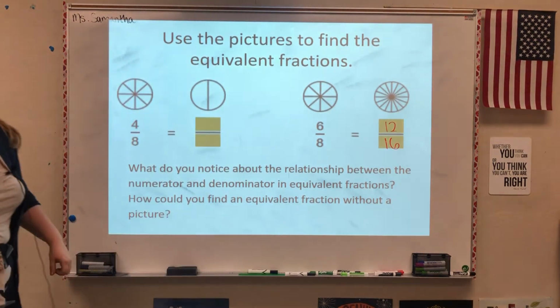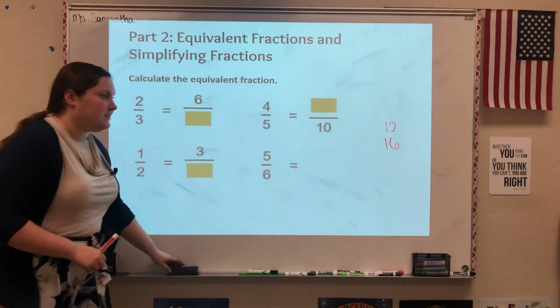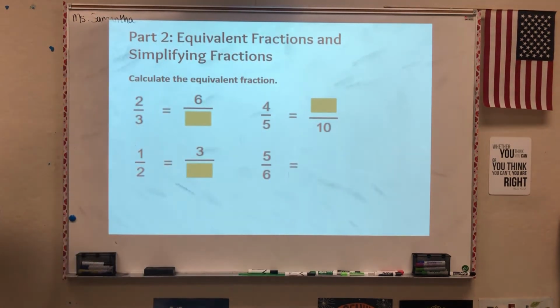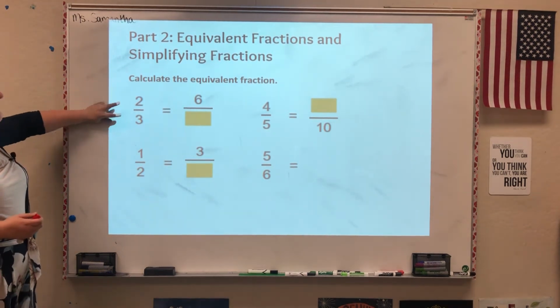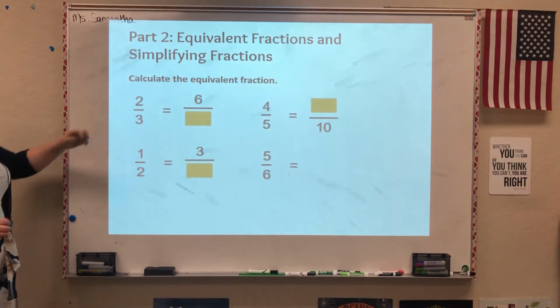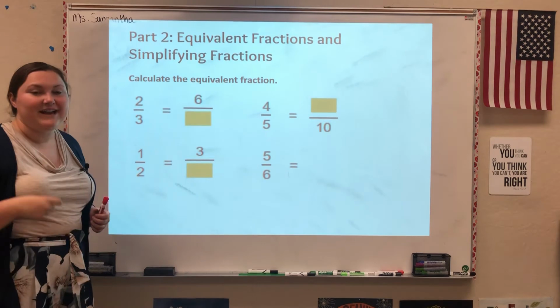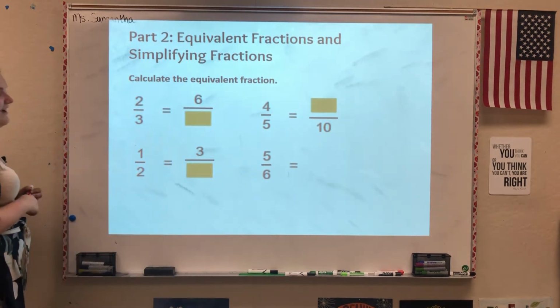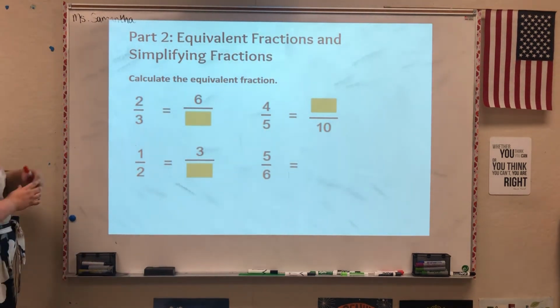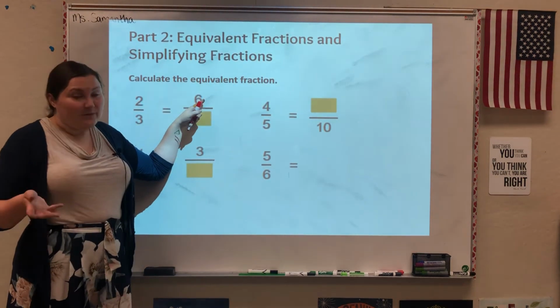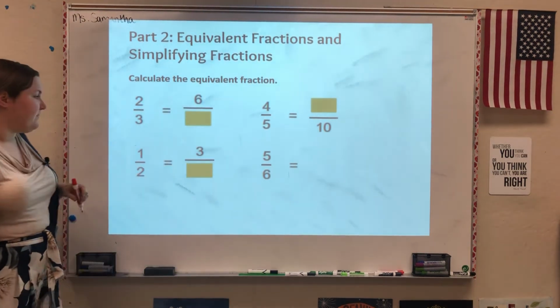Now, that's what we're going to do for this next part. So I've taken away the pictures now, but it means that we can still do this. We're just going to have to use that trick with multiplication. If I want to calculate the fraction equivalent to 2/3, and I'm telling you I want 6 in the numerator, I'm going to look at it and see, well, what would I have to multiply 2 by to get 6? And then whatever that is, just do the same thing on the bottom.